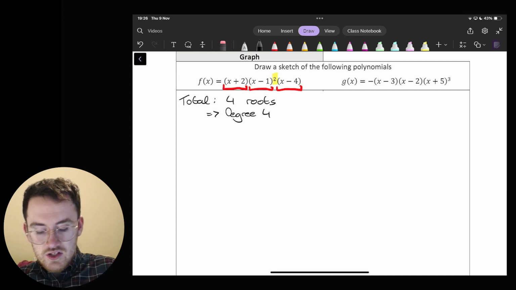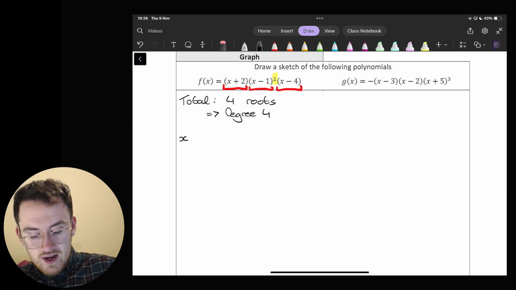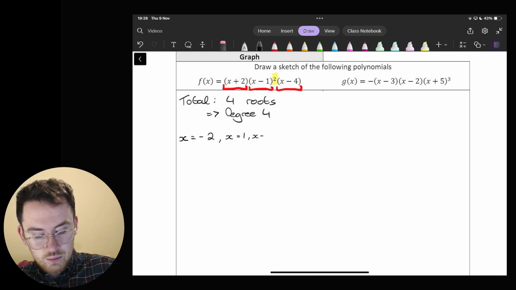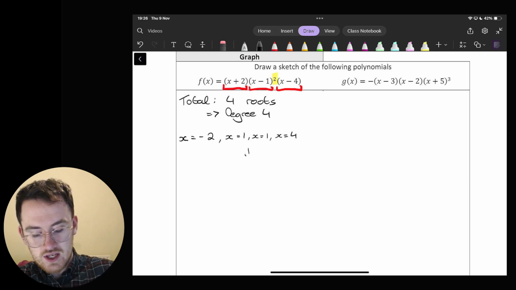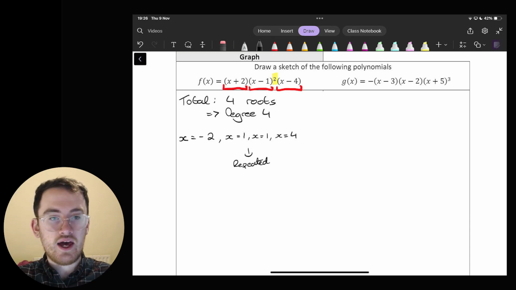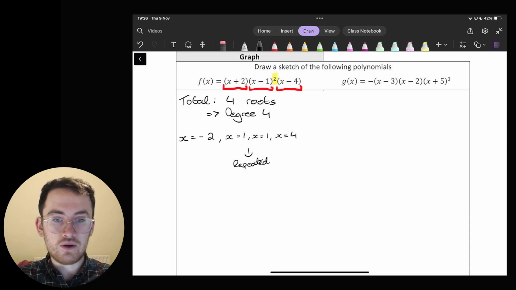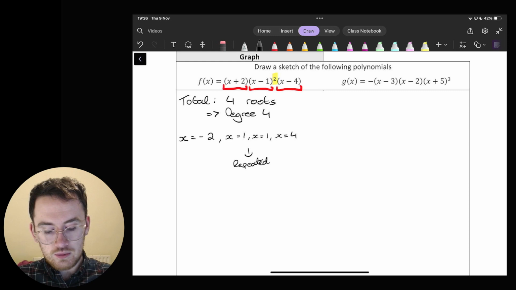Okay, so if we want, we can just rewrite those. At the minute, those are factors, but to rewrite them as roots, using our factor theorem from before, I can rewrite those fairly easily. So -2, 1, 1, and 4. So it's a repeated root at 1 and distinct roots at -2 and 4. The degree of the polynomial is 4.